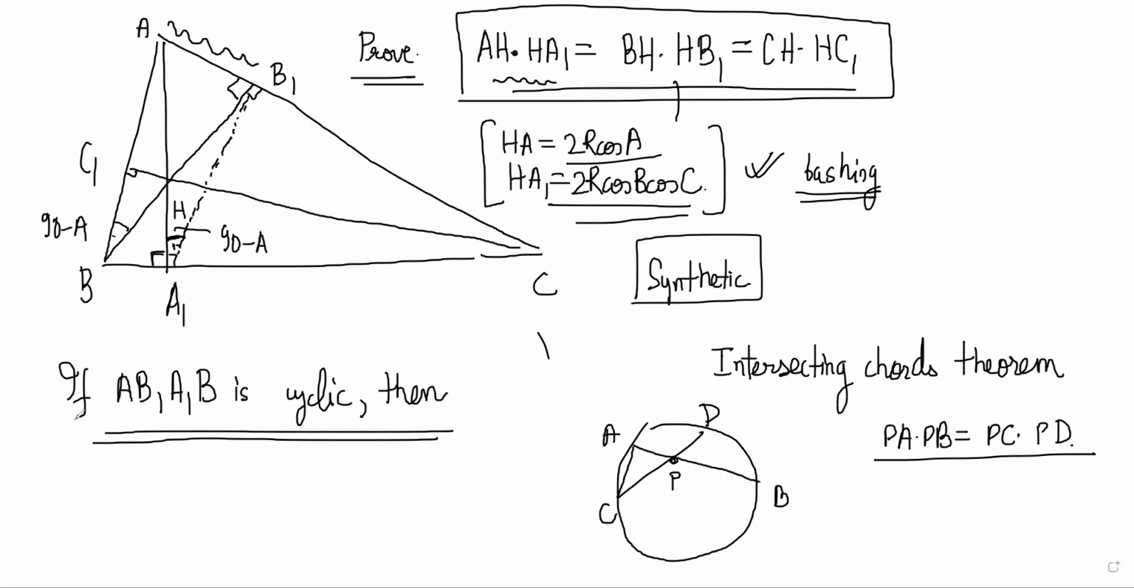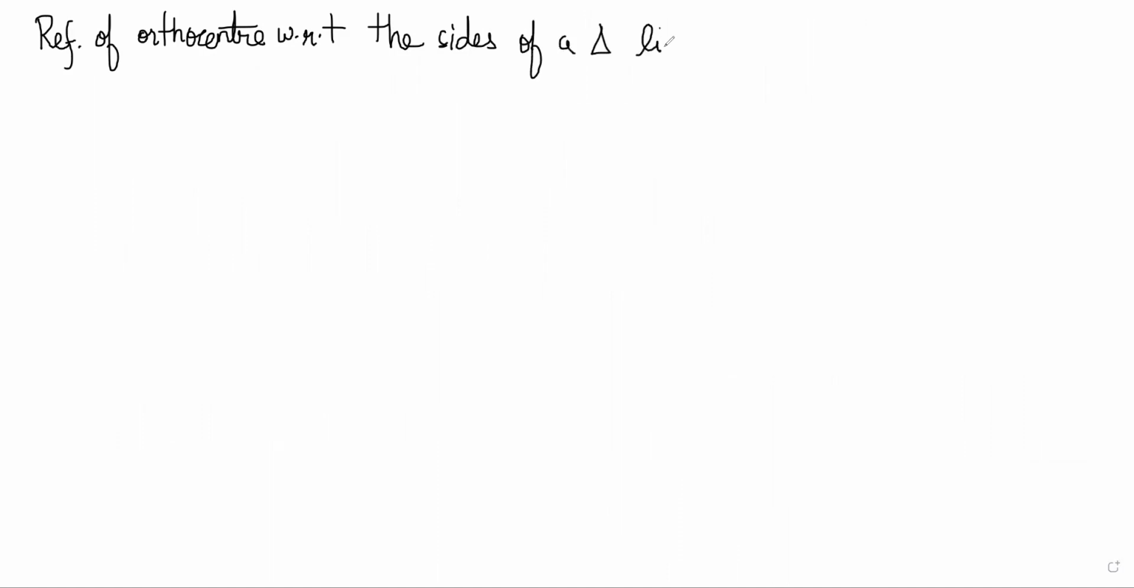Okay, one second. Done, sir. So the other property that you need to know is that the reflection of the orthocenter with respect to the sides of a triangle lies on the circumcircle of the triangle. Now, how would you prove this one?